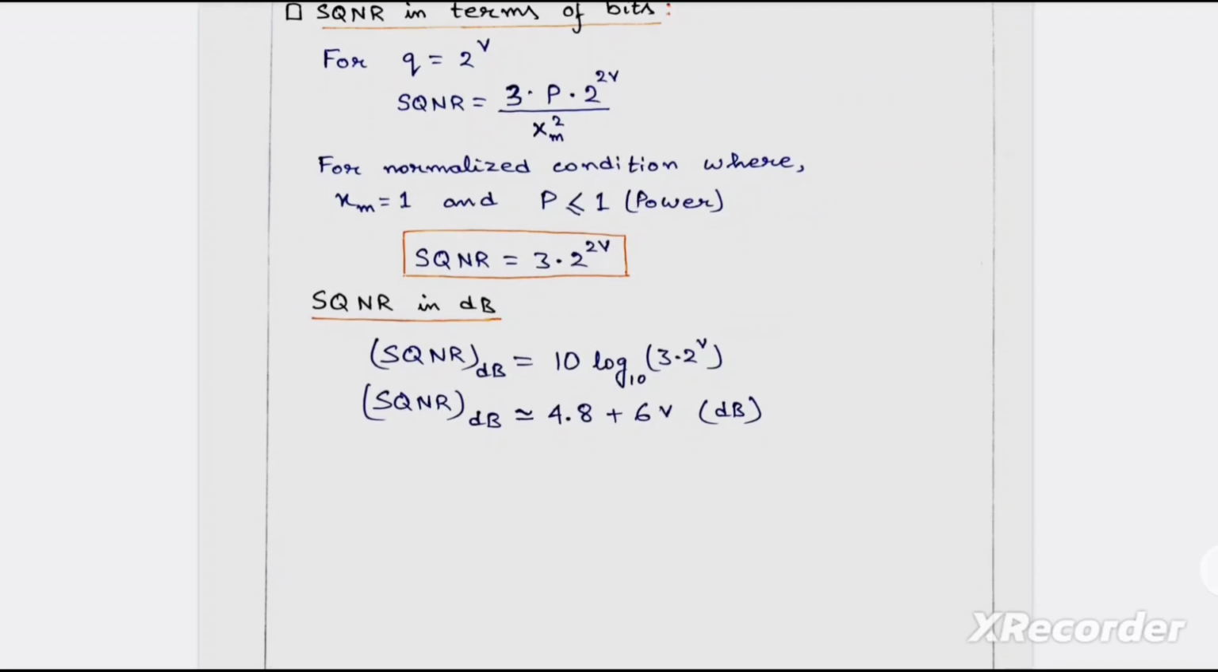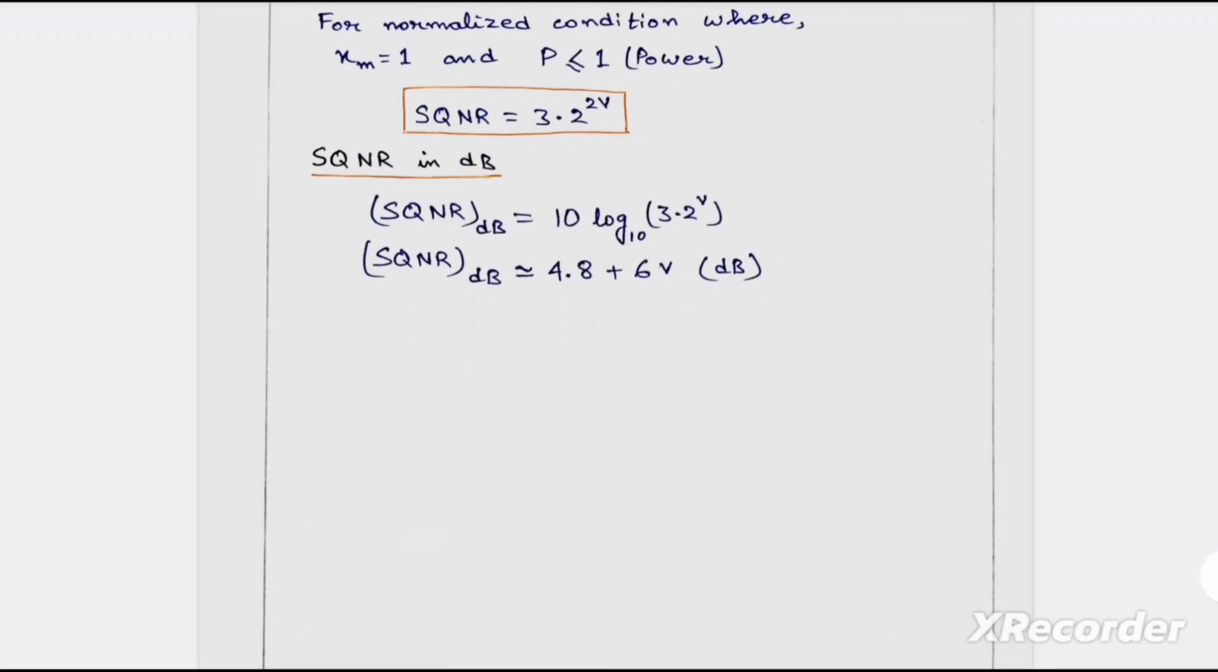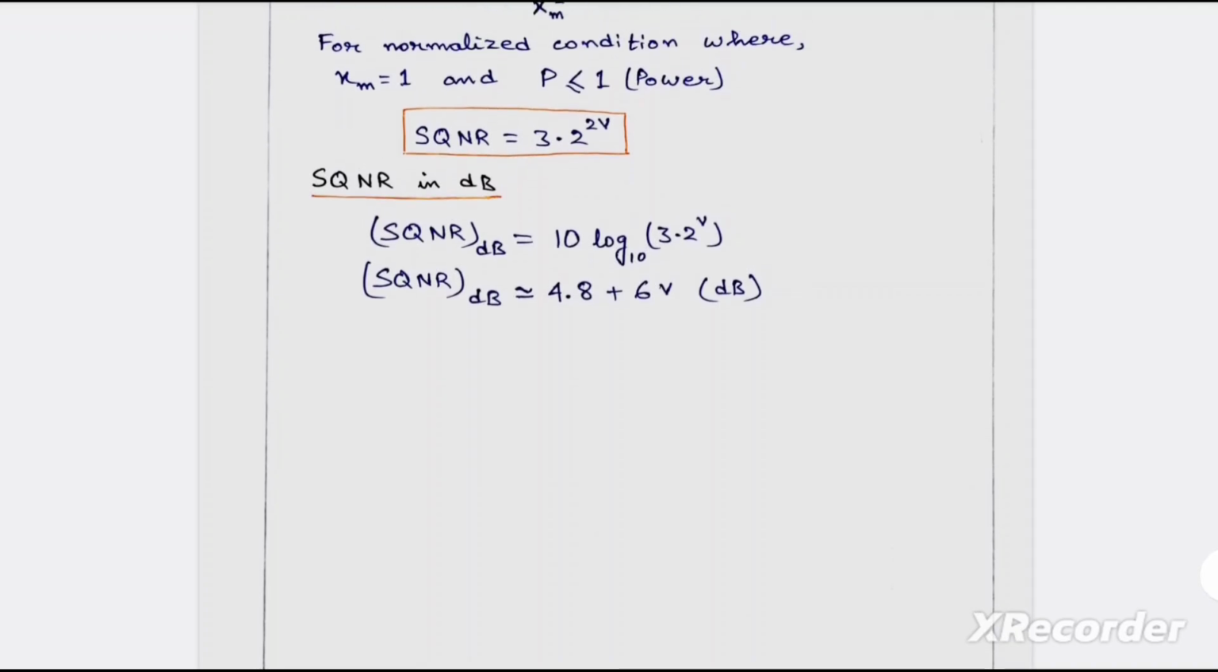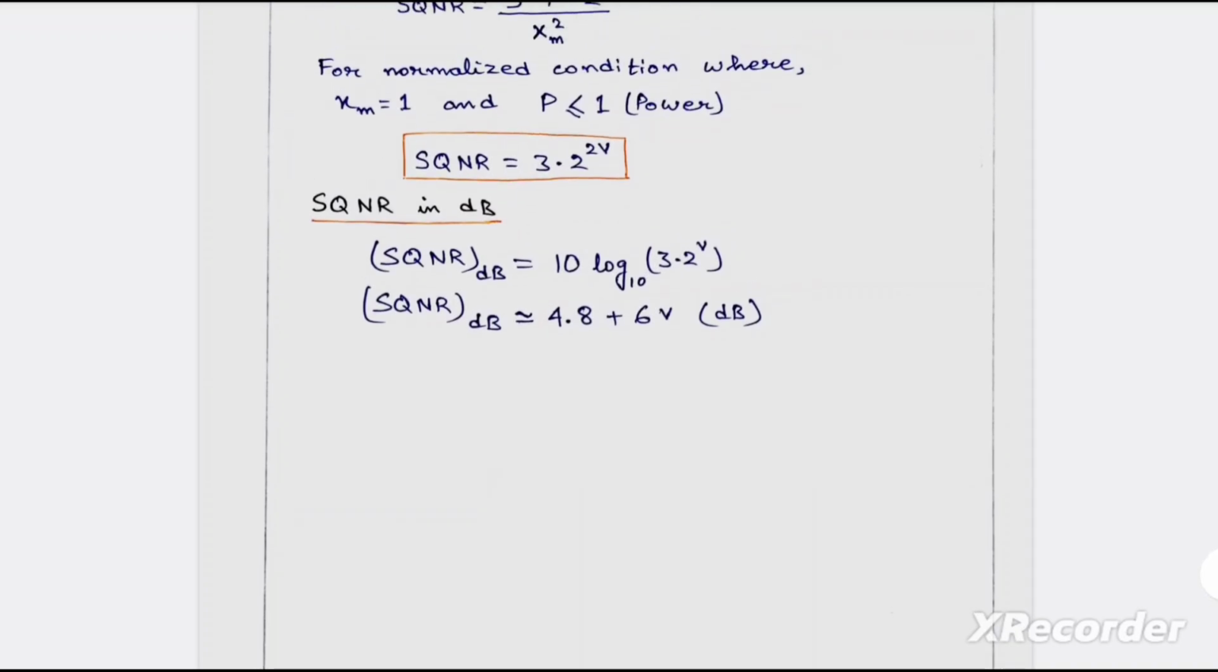If we normalize this, like xm equals 1 and power less than or equal to 1, the SQNR becomes 3 into 2 to the power 2v, and SQNR in dB is 10 log 10 of 3 into 2 to the power 2v, which simplifies to 4.8 plus 6v in dB. So here are all the points associated with the PCM.